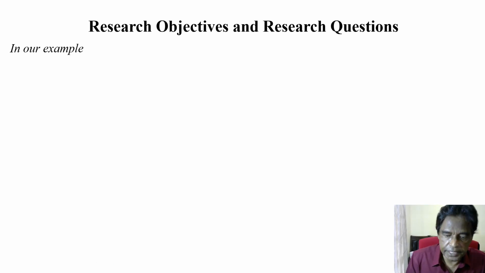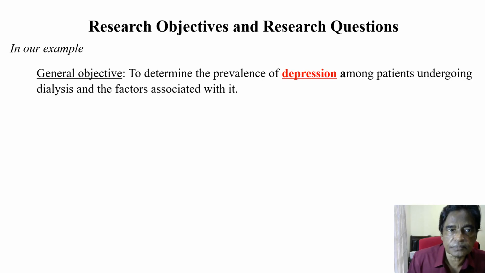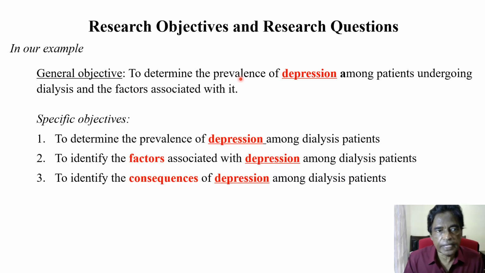In our example, that's my general objective: determine the prevalence of depression. That's my area of interest. Among whom? Among patients undergoing dialysis. Then what do you want to know? What are the factors associated? We'll break it up into specific objectives. The first objective can be to determine the prevalence of depression.